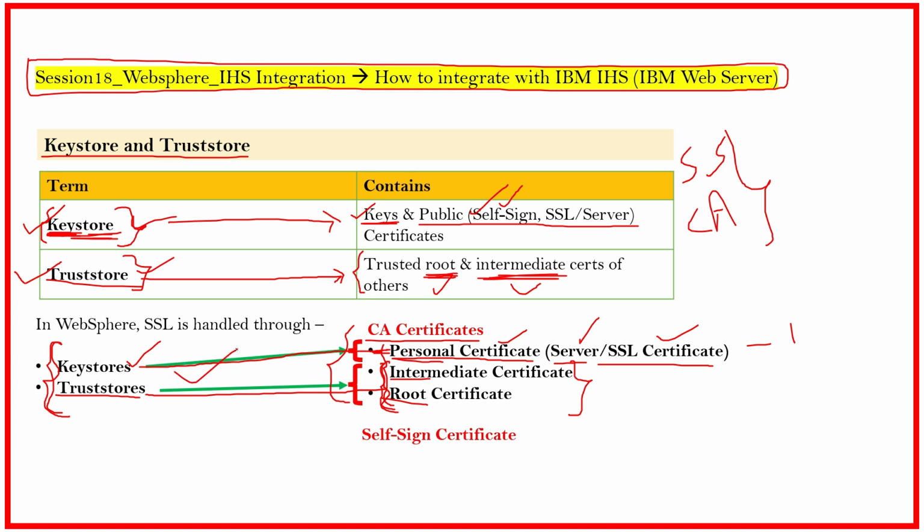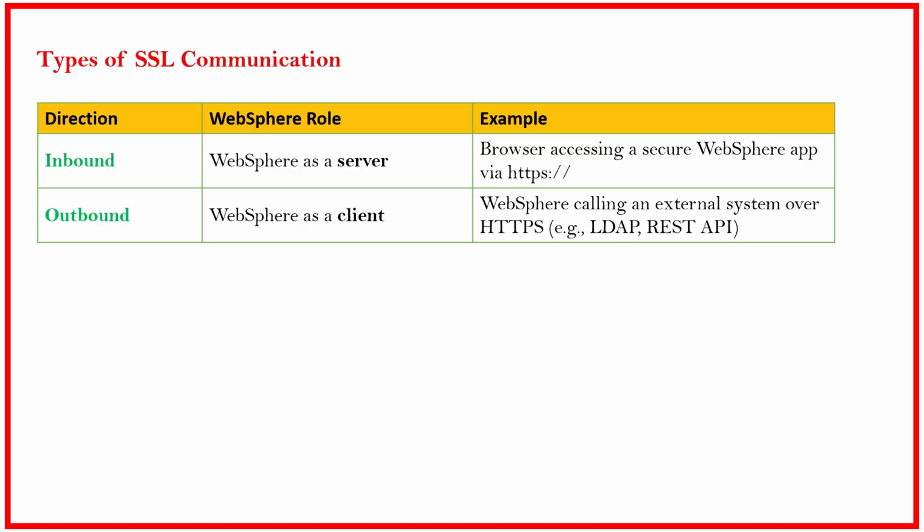The second category is the self-signed certificate. If it is a self-signed certificate, which you create for your own testing and demo purposes, you will have only a single certificate, called the personal certificate. So these are the two different categories of certificate, and these are the two main stores that we use for the configuration.